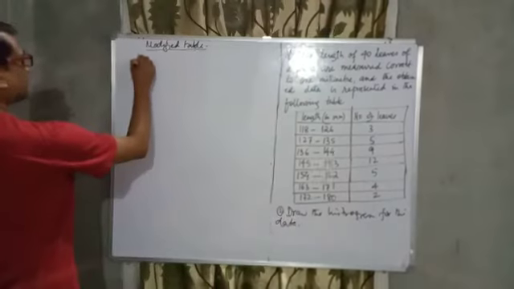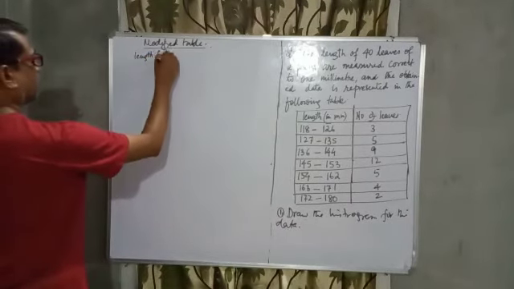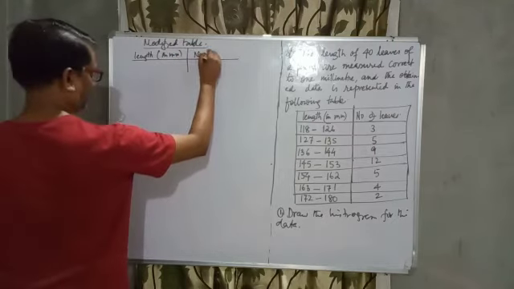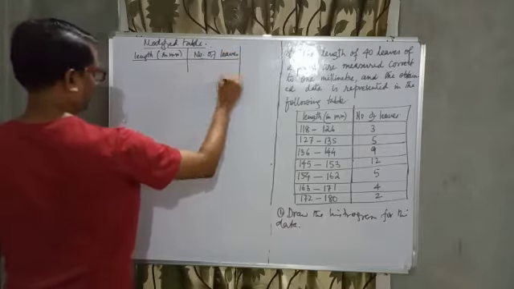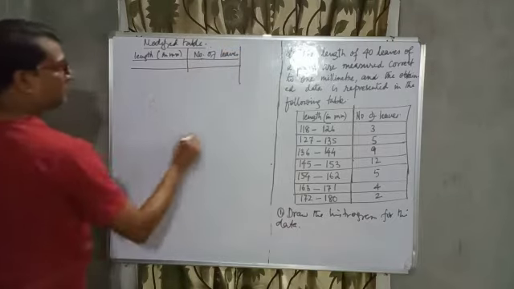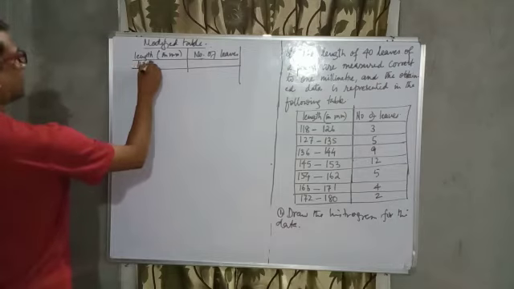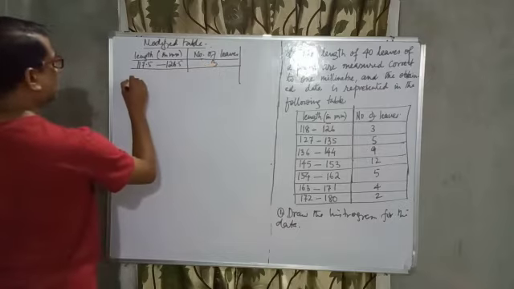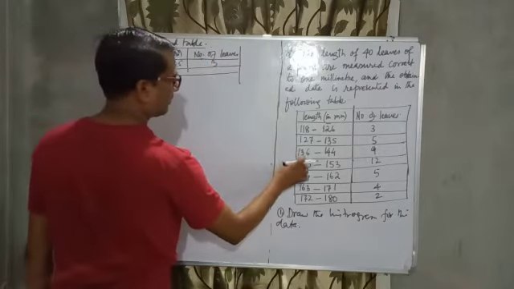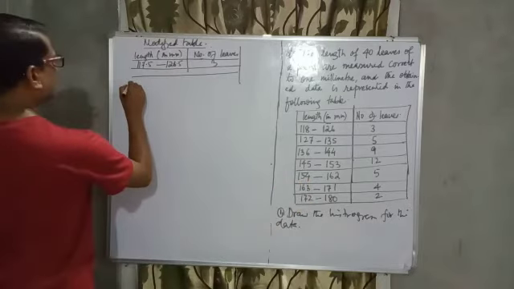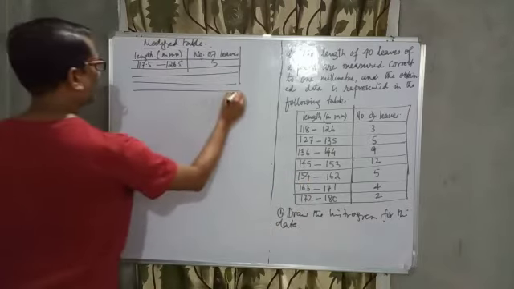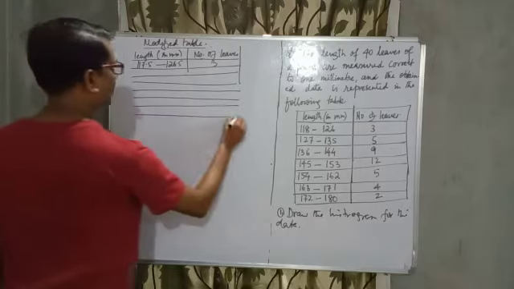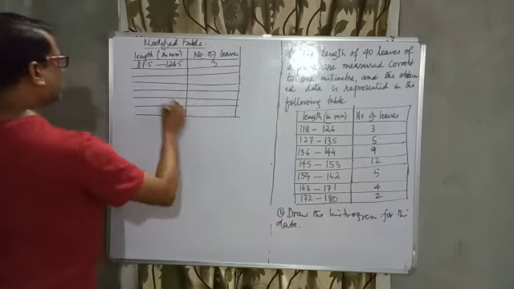So length in mm, millimeter. Mm means millimeter. And number of leaves. So 117.5 to 126.5, that is 3. In this way it will come. So first we have to modify it.